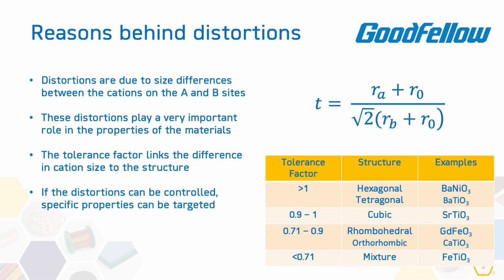And again, we predict a different type of structure from cubic. And what is probably the most important point I want you to take away from this slide is that if these distortions can be controlled and predicted, specific properties can be targeted, which is very vital for the research and development industry because it saves time and costs. Instead of just randomly saying, I will make a perovskite, you could target which perovskites and which mix of cations you want to give you a specific structure, which can have specific applications.